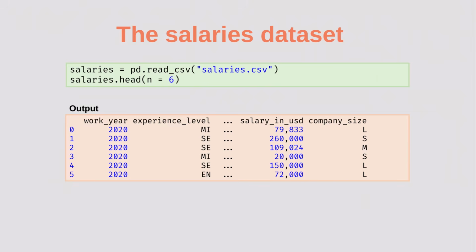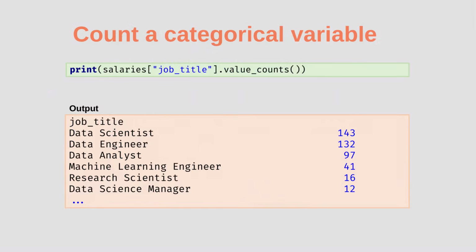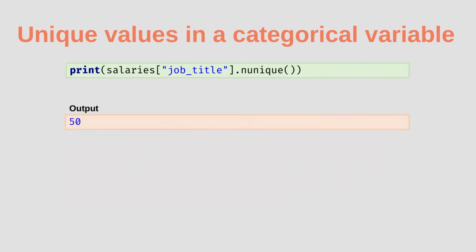To explore categorical data, we'll use a new dataset called salaries. I have imported the data using the pandas read_csv function. In the salaries data, there's a column containing the job titles for each employee. The name of this column is job_title. Let's take a look at how often each job title appears in this column. We can use the value_counts method to see all the different job titles and how many times each appeared in the dataset. We can also find out how many unique job titles there are by using the pandas nunique method. It turns out that there are 50 in total.